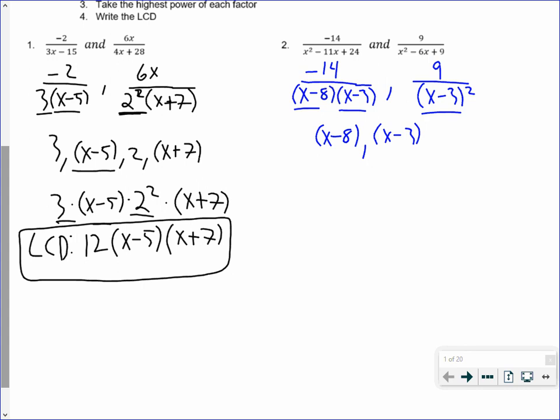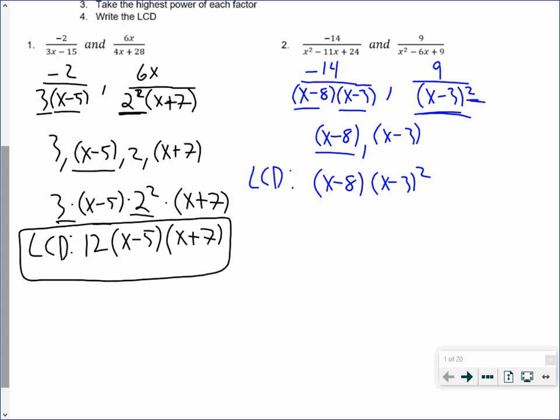From here, I'm going to multiply them together. And I'm going to multiply it with the highest degree exponent that I see. So for x minus 8, the highest degree that I see in either fraction is just 1. So it's just going to be x minus 8 to the first power. And for x minus 3, the highest exponent that I see with x minus 3 is this squared over here. So I'm going to write x minus 3 squared.